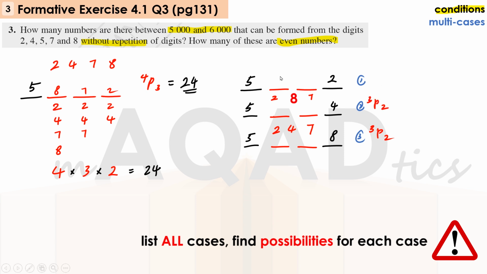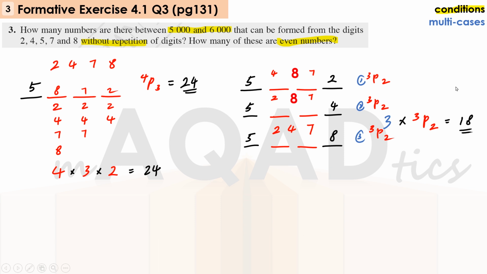The first case as well. Here I am left with 4, 5 and 7. So 3 numbers placed into 2 blank spaces, the same possibilities as well. So for this one we can actually have a shortcut. Instead of calculating for each case, we can just do 3 times 3P2, because all these cases will have the same possibilities. So we just multiply by 3, and then your final answer would be 18.